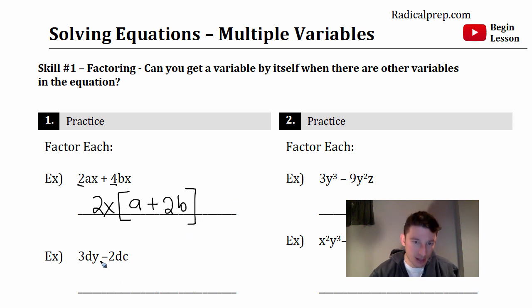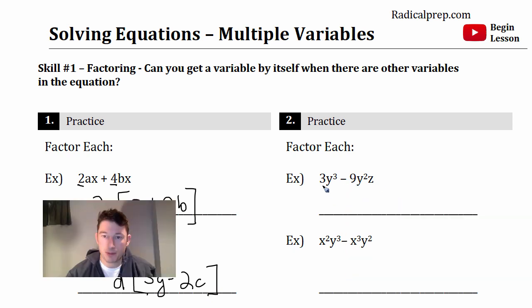Let's do the next one. 3dy minus 2dc. Well, the only thing you can pull out is a d. We'll pull the d out. And you got 3y over here. And you should have 2c over there. Simplest terms, nothing else you can do.